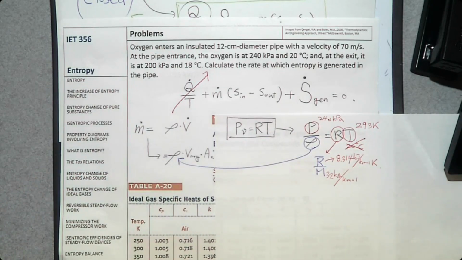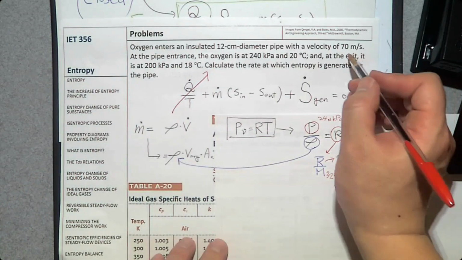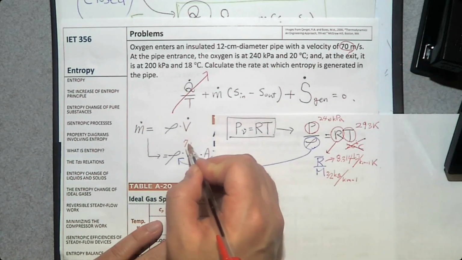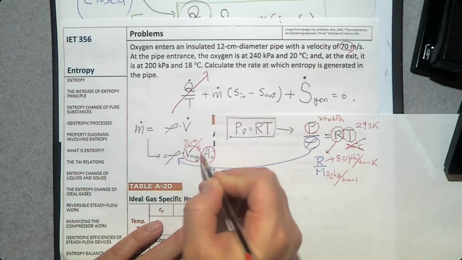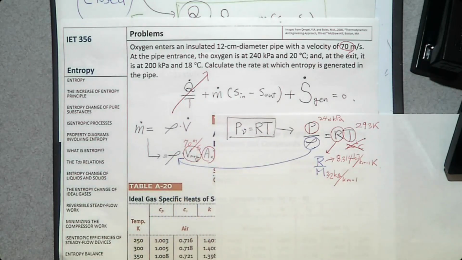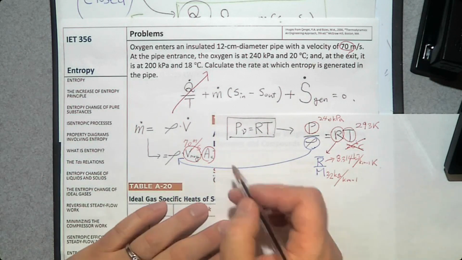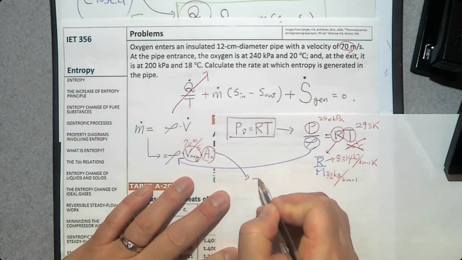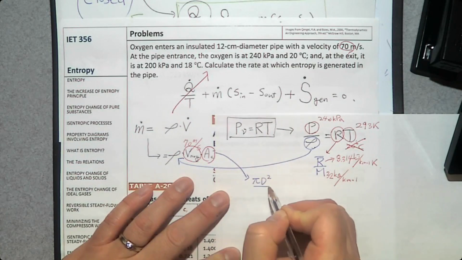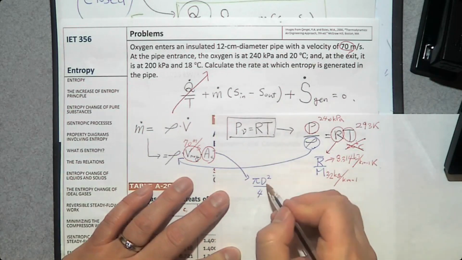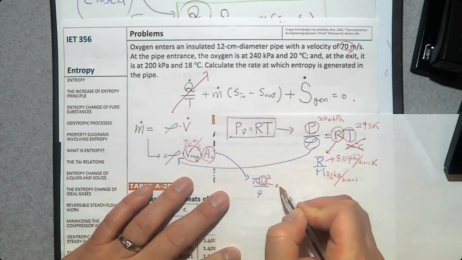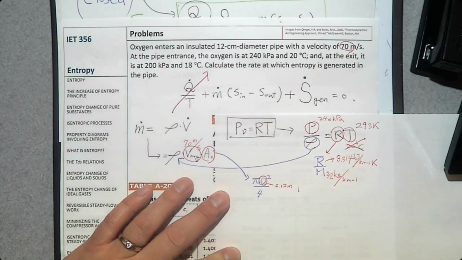What about the velocity? 70 meter per second, written here. What is the cross-sectional area? We do not know the cross-sectional area, but we know the diameter. If you know the diameter, you can determine the area. How? Pi d squared over 4, right? So d is 0.12 meter. So we have everything.